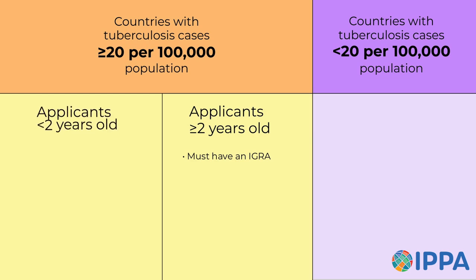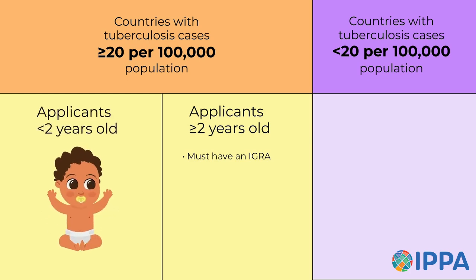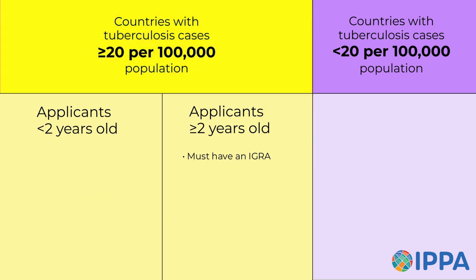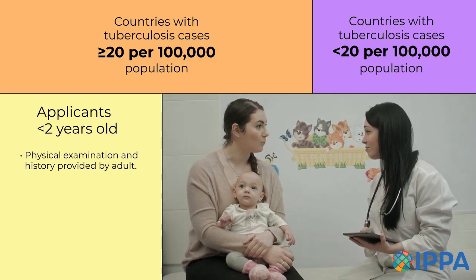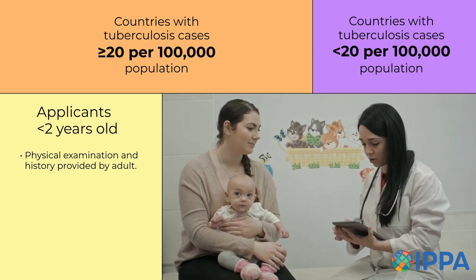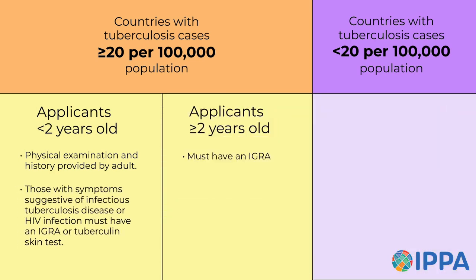2. All applicants younger than 2 years of age examined in countries with a WHO estimated tuberculosis disease incidence rate of 20 or more cases per 100,000 population must have a physical examination and history provided by a parent or responsible adult who knows the child best. Applicants who have signs or symptoms suggestive of infectious tuberculosis disease or have known HIV infection must have an IGRA or tuberculin skin test.